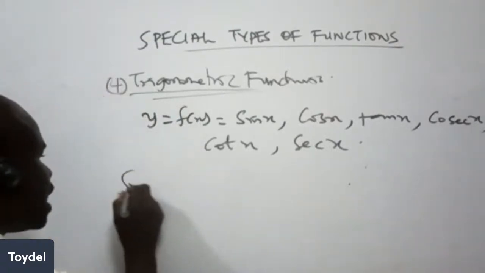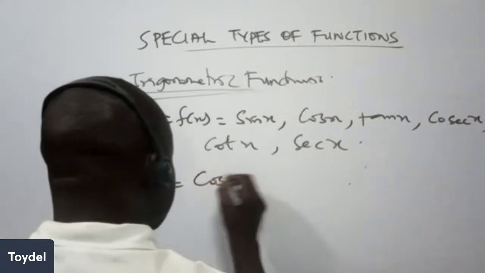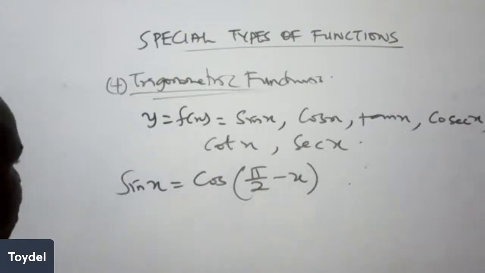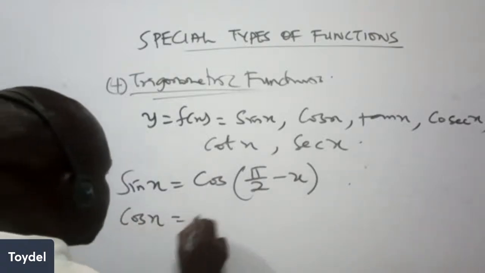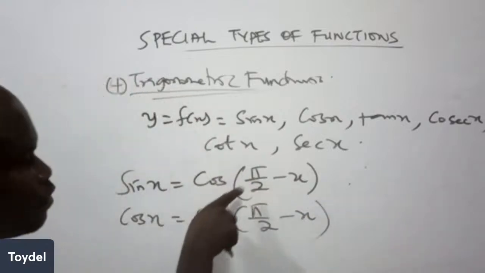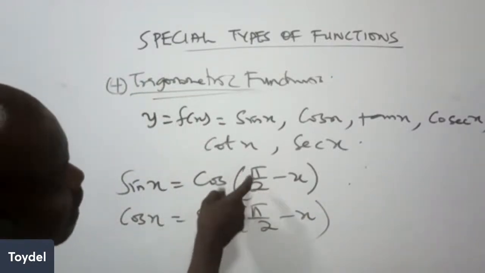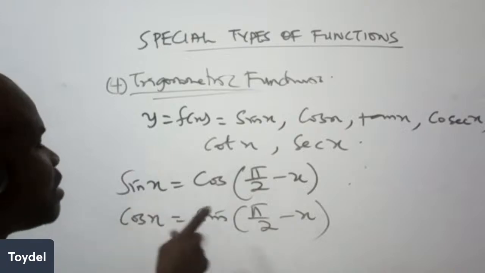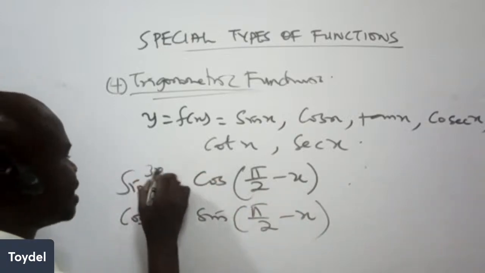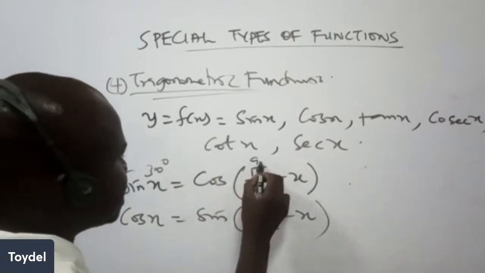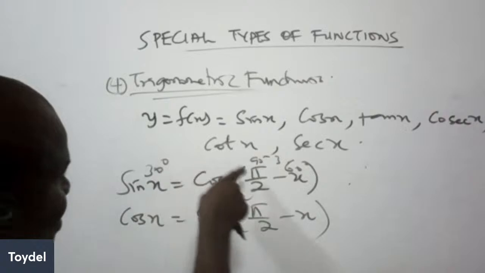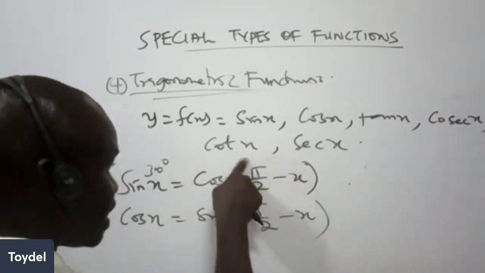Then please note that sine x is the same thing as cos of pi over 2 minus x. You should know this. Also, cos x is equal to sine of pi over 2 minus x. That is, pi in radians is 180, and 180 divided by 2 is 90. So sine x is the same thing as cos of 90 minus x. For instance, if x is 30, then we have 90 minus 30, that's 60. So if you check from your calculator, sine 30 is the same thing as cos 60 and vice versa.